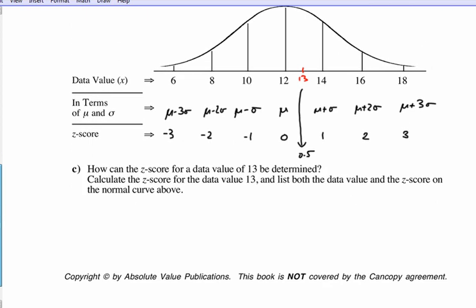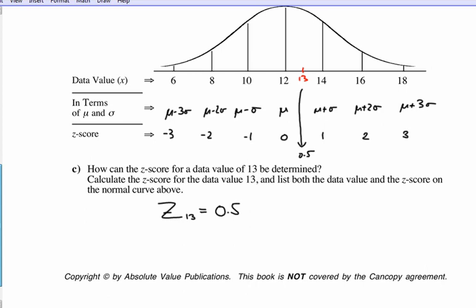So how can the z-score for a data value of 13 be determined? Calculate the z-score for the data value of 13 and list both the data value and the z-score for the normal curve above. So we did that. So what I could write is z-score, and I can write the actual value. So 13 equals 1 half, or 0.5.